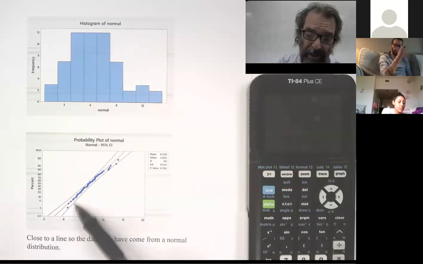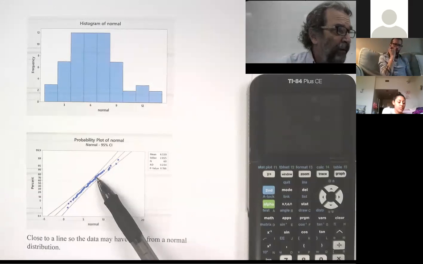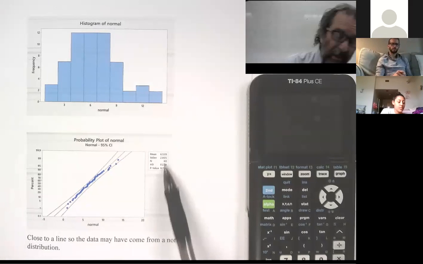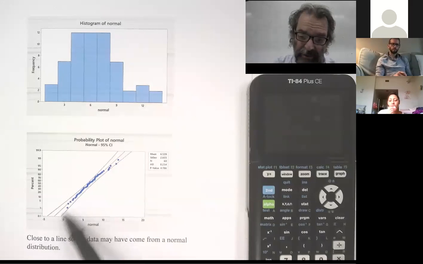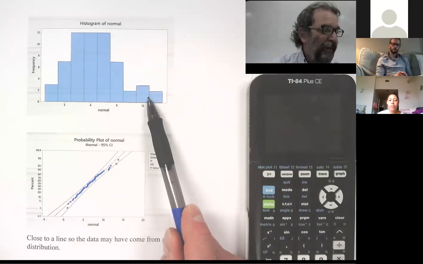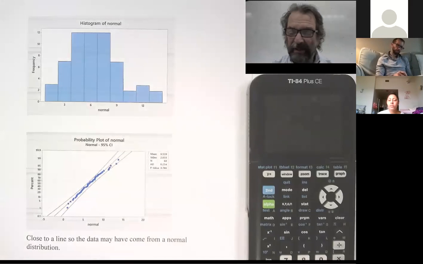Here the data is pretty well perfectly linear. The same number of values, 60. Those are all close to the line, so the data may have come from a normal distribution. The histogram will be approximately bell-shaped, and there it is.